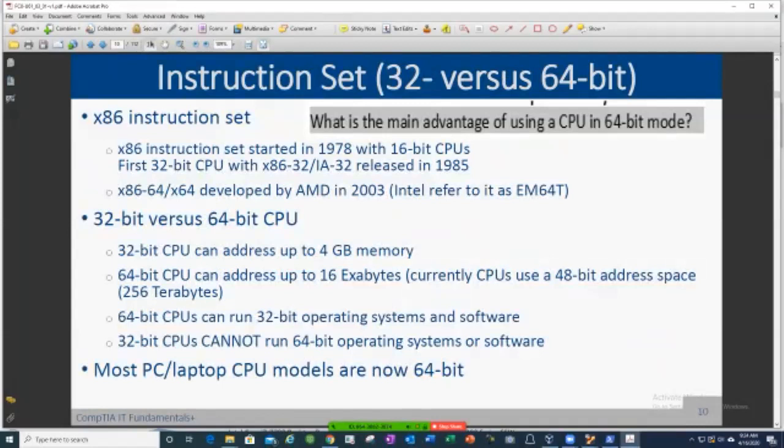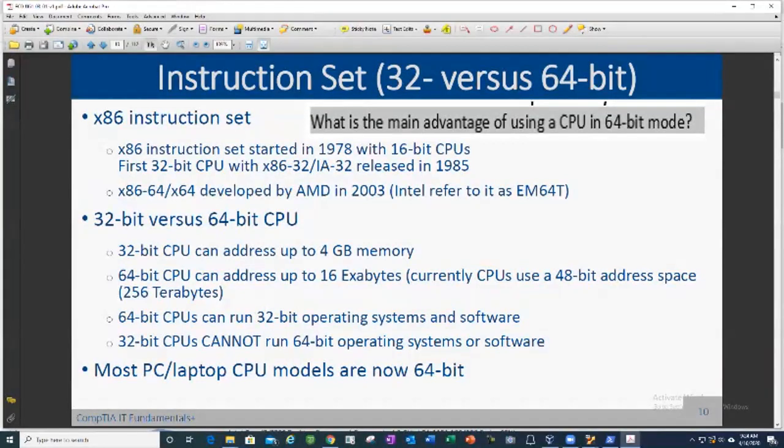Instruction set. We have already talked in previous units about the distinction between a 32-bit and 64-bit CPU. The important thing to remember is that the main advantage of using a CPU in 64-bit mode is that it's faster, and you can put more memory on it. That's what's used today. Unless you have a very old computer, 32-bit is legacy stuff. That's very old technology, so it's important to differentiate that.